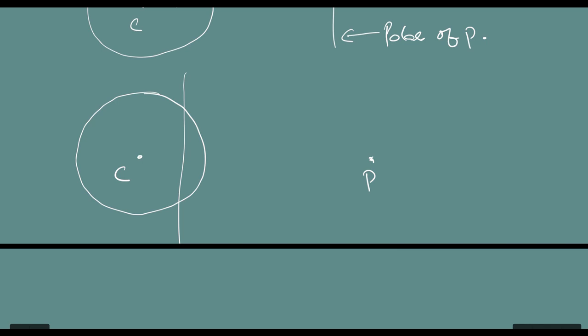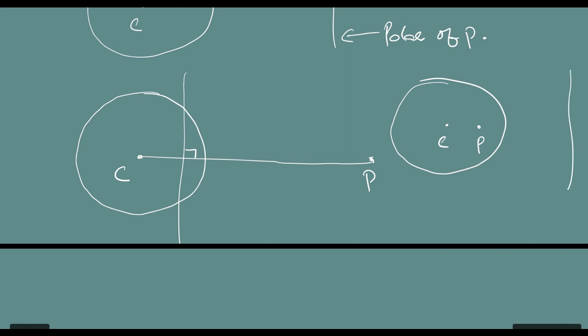First thing, if the center is there, the point is there, the point is outside, the polar intersects it. And not only that, CP is perpendicular to this line. And if the circle is there, the point is there, this is the center, this is the point, then the polar is disjoint from the circle, and moreover CP will be perpendicular to the polar. This is what we have observed.